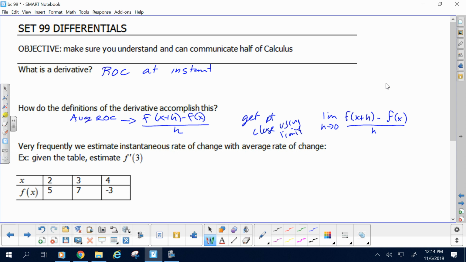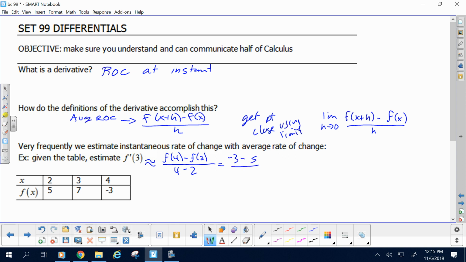Now, frequently we estimate instantaneous rate of change with average rate of change, especially when we don't have an equation to actually take a derivative on. All we have is actual points in time that they took measurements at. So for example, if we had this table of values, then I could estimate f prime at 3 by saying that's approximately the average rate of change close to 3. What points do you want to take? 2 and 4. Okay, if you use 2 and 4, that is mathematically sound, and if you do that, what definition are you using? The symmetric definition. If you use 2 and 4, then you're going on both sides, and that's fine.